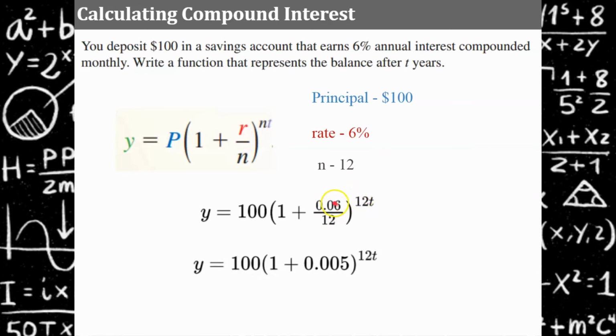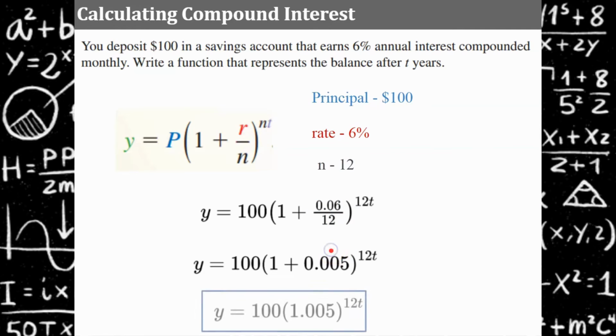We're going to simplify this by dividing, and we get 0.005, or 5/1000ths. And one more step, we can add this. So the real final explanation that we can give for a function is: Y, our balance, is equal to $100, our principal, multiplied by this power, where the base is 1.005, representing 100% of what we've put in, plus this 5/1000ths because it's each month, and then the exponent 12 times t, with t the number of years that we leave our money alone.